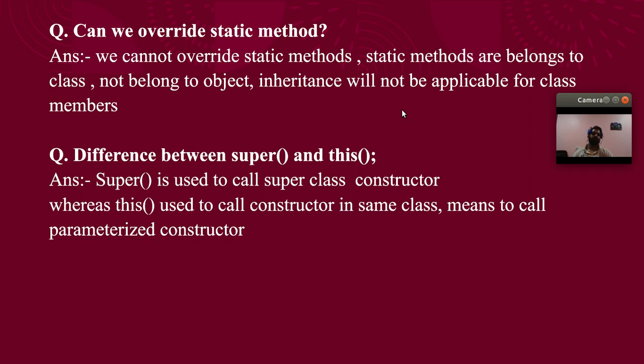What is the difference between the super keyword and the this keyword? This was the next question. Basically, super is used to call the superclass constructor, whereas this is used to call the same class constructor, or it can be used to call a parameterized constructor of the same class, right? So this is the difference between the super and this keywords.